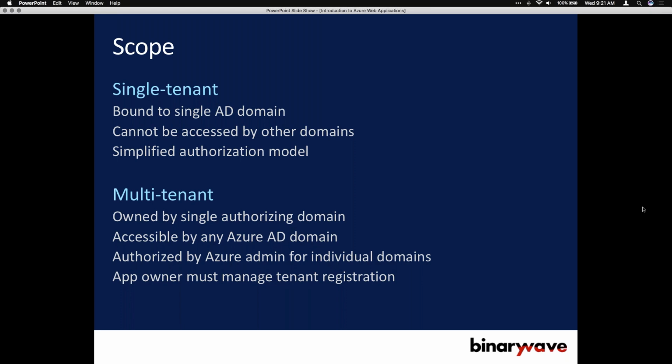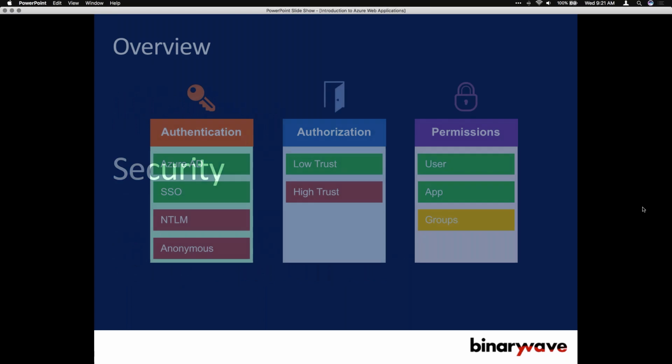And then the app owner has to manage the tenant registration. So you, as the developer, the owner of the app, have to keep a database of all the tenant IDs and issuing authority keys that come back through the sign-in process. So whether you're doing local storage, or we use an Azure SQL database, there has to be some mechanism for you to manage those keys. And I'll show you in the sample app how we do that.